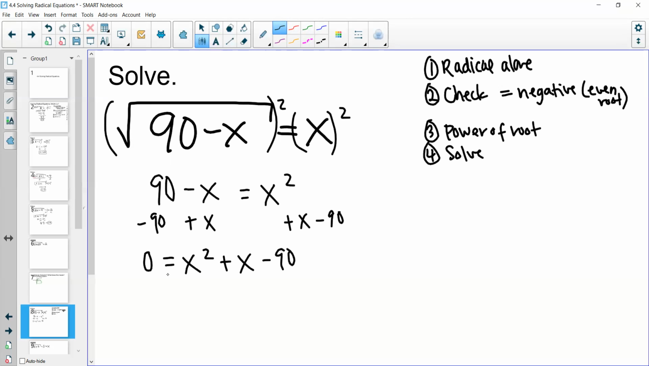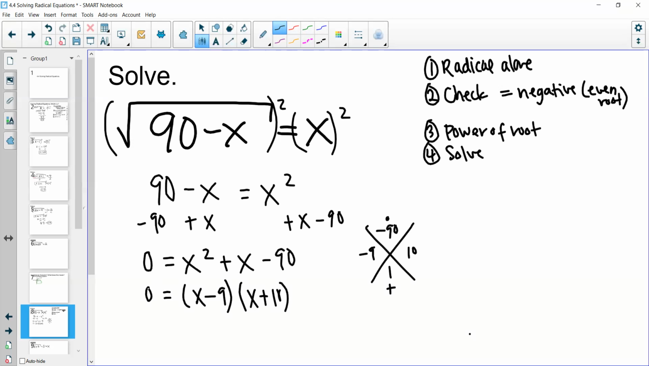Now, in a problem like this, we can solve it using factoring. So I'm going to factor this, and ask myself, what are 2 numbers that multiply to negative 90 and add to 1? Well, that's going to be negative 9 and 10. So we end up getting x minus 9 and x plus 10 equals 0, meaning that x has 2 answers here. It can either be 9 or x can be negative 10.